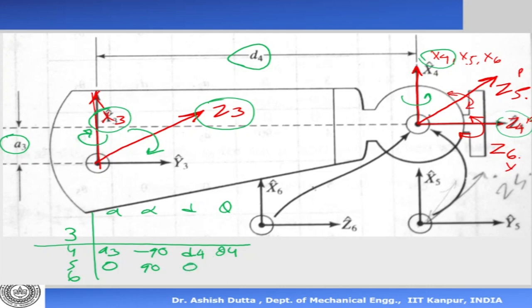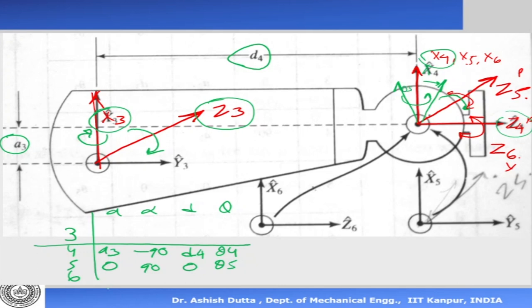So when there is a rotation of the fourth axis, what will happen? This is my Z4 and the Z5. So if it rotates about this axis, what will happen? This angle will come here now. Okay, so this will become my theta 5. Okay, that is my theta 5 axis.